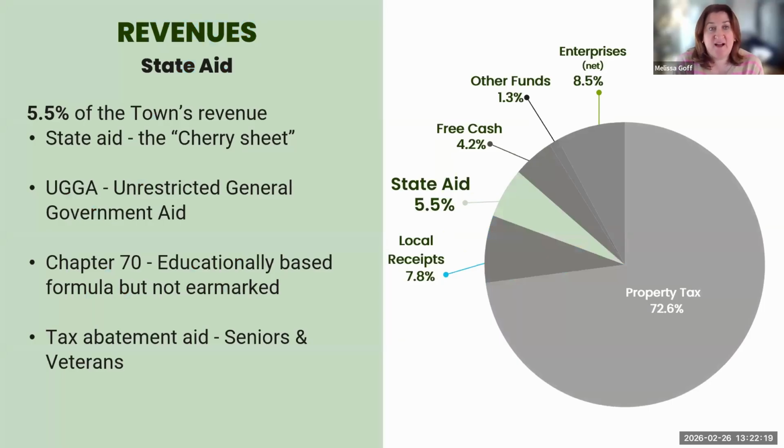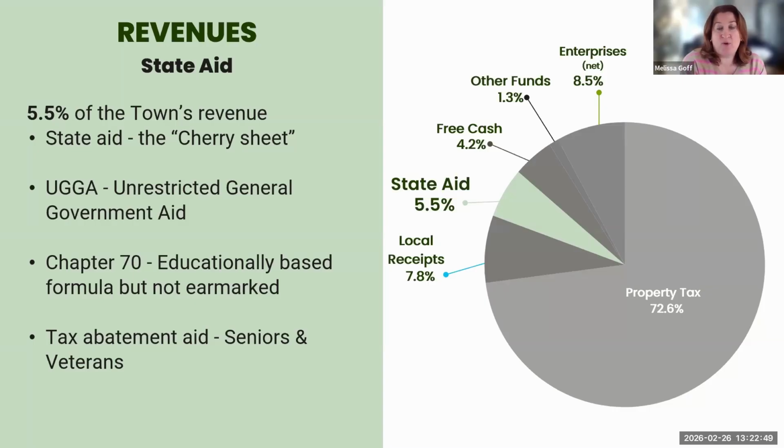So we have state aid. So the state provides support to municipalities through two primary ways. The first is through what's called unrestricted general government aid. Affectionately, we call it UGA. And that is essentially general aid for cities and towns, and that can be used for any purpose. And then we have what's called Chapter 70, which is education-related aid, and that is also provided on a specific formula distributed to cities and towns.